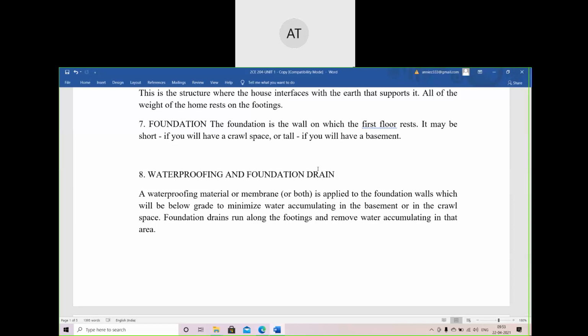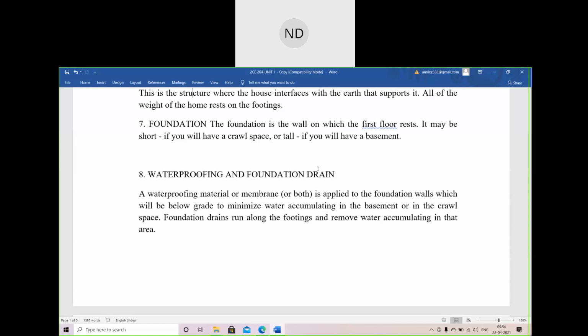This waterproofing material or what is this? Increase your volume, Atul. Waterproofing material or membrane. These both are applied to the foundation walls. This will be below grade to minimize water accumulating in the basement or in the crawl space. Understood? Foundation drains run along. Hello. Yes, ma'am.